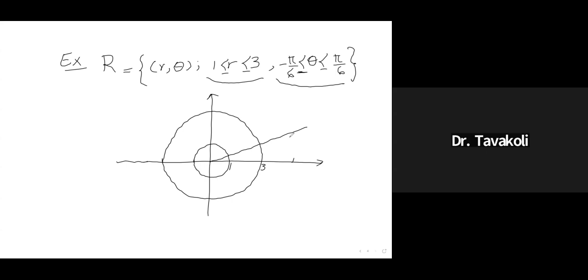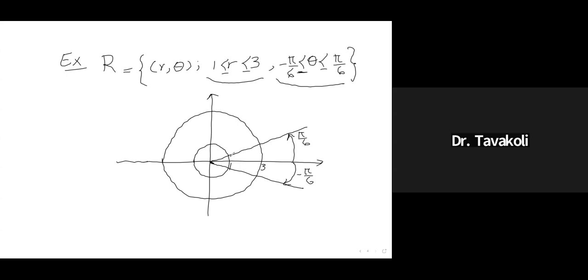Let me show the angle here because I want to shade the region. So this is pi over 6, and this is the angle of minus pi over 6. From trigonometry, you know that the positive direction for angles is counterclockwise and the negative direction is clockwise. Now what is that region? For all the points in that region, R is from 1 to 3, and the angle is from minus pi over 6 to pi over 6.